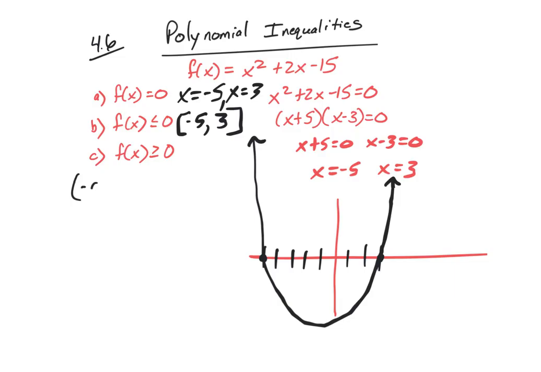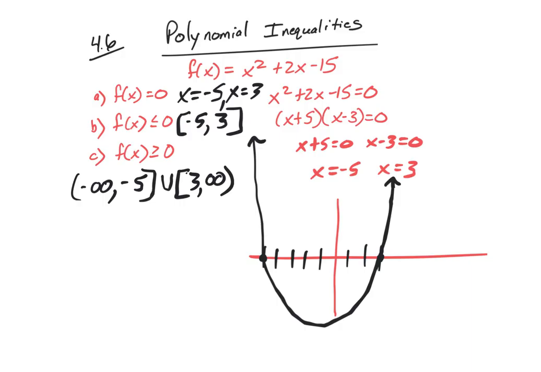we would say negative infinity all the way to -5. Once again, we would put a bracket at -5 because we're including -5 because it's equal to. And then we're going to put a little U symbol, linking those together. And then it's going to start over again at 3. And it goes above the x-axis from 3 to the right forever. Okay, and that would be our answer.